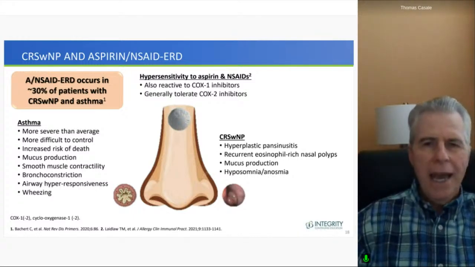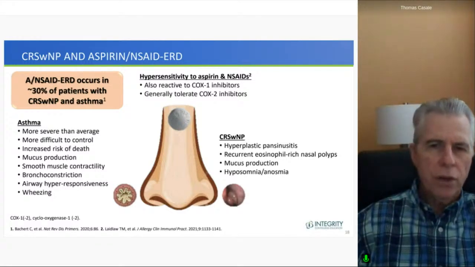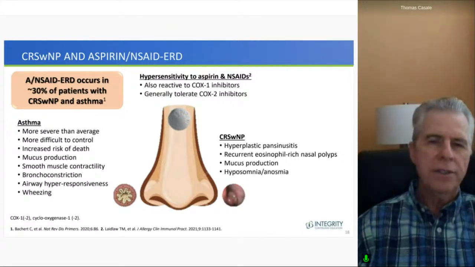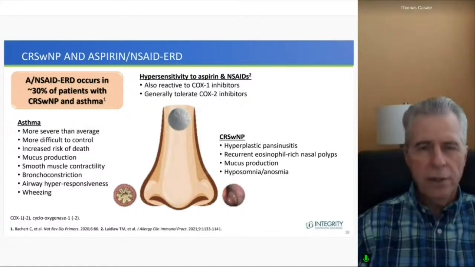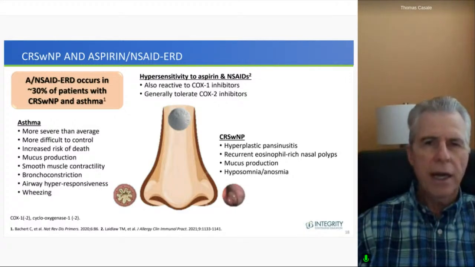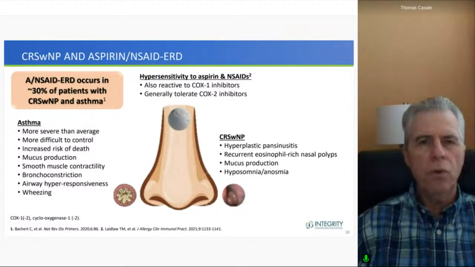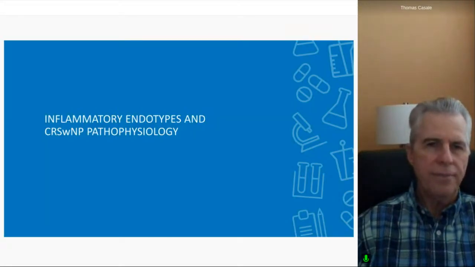Furthermore, they have hyperplastic pansinusitis, recurrent eosinophil-rich nasal polyps, and again, significant mucus production and loss of smell. And this occurs with almost every COX-1 inhibitor. Most people, however, can tolerate meloxicam or those other COX-2 inhibitors.